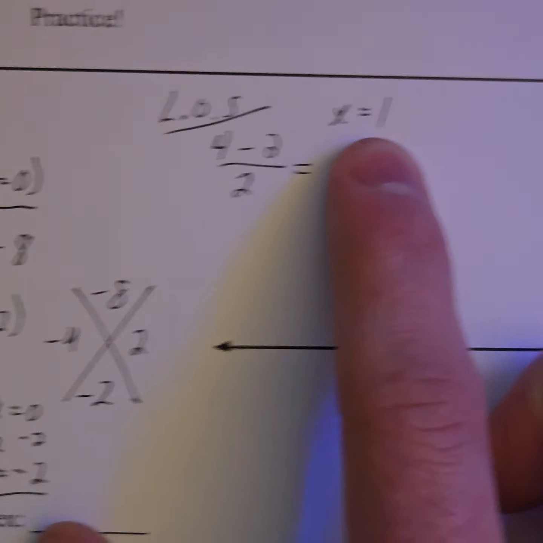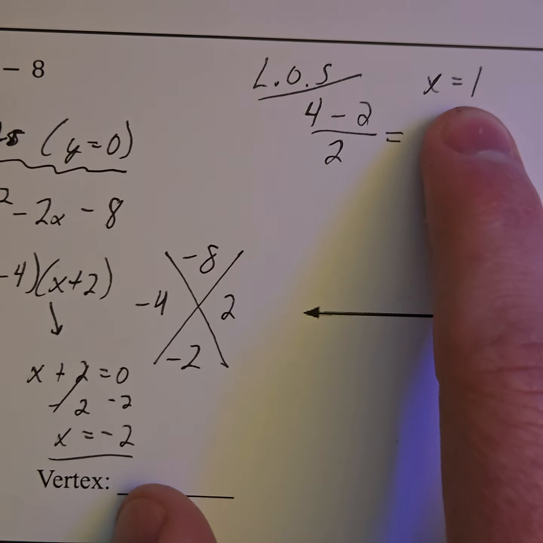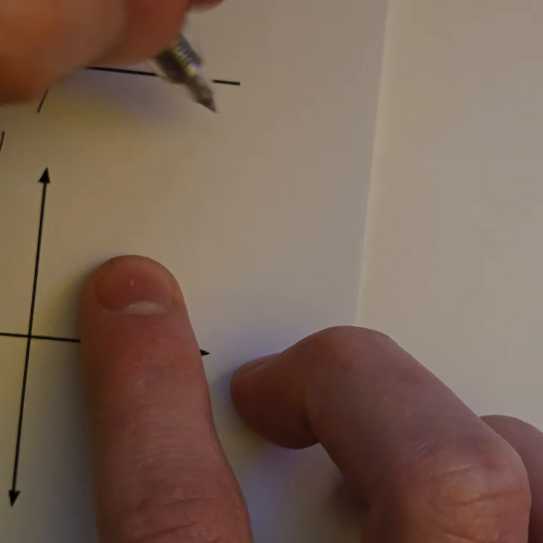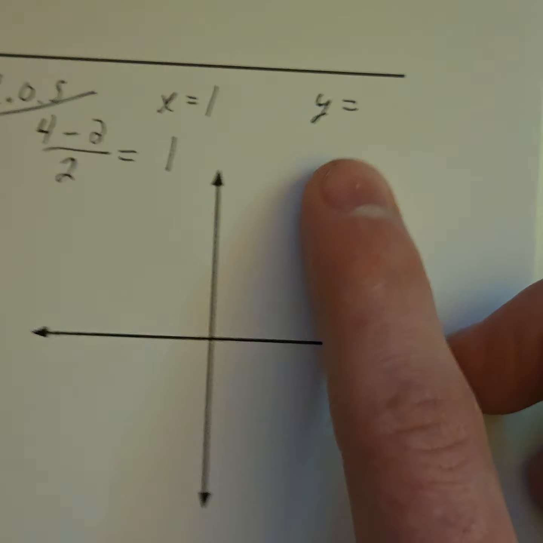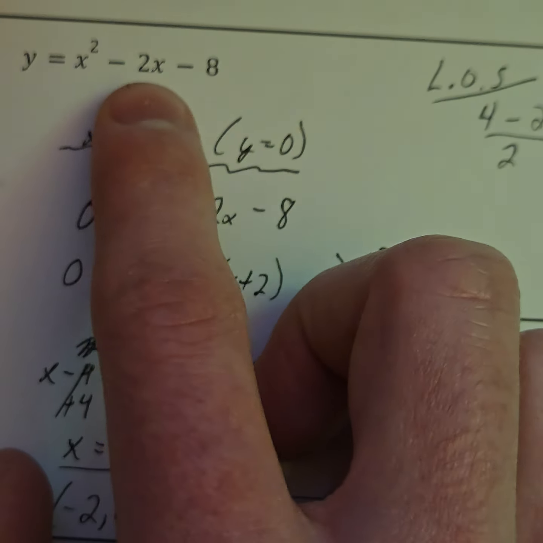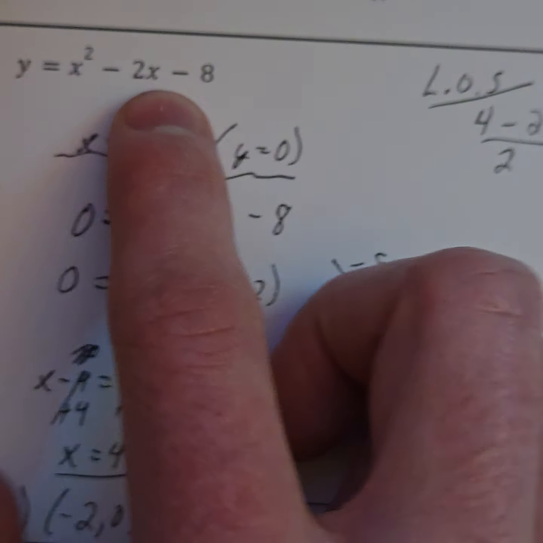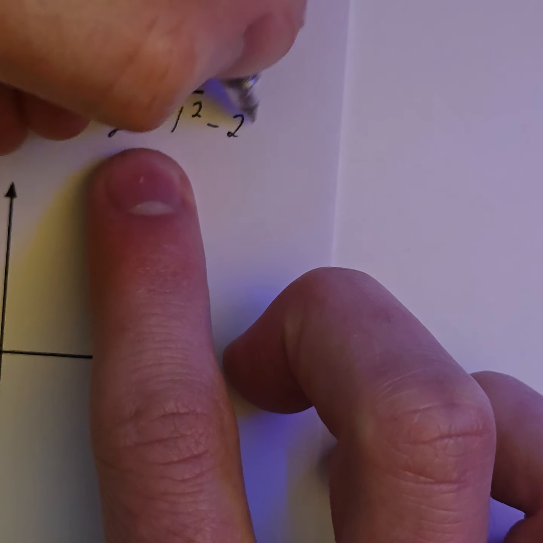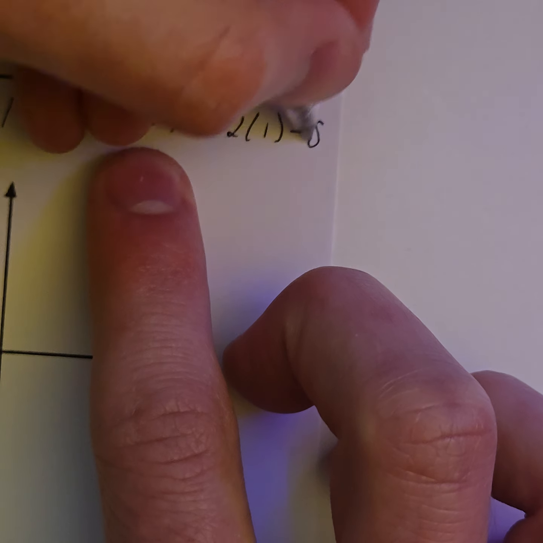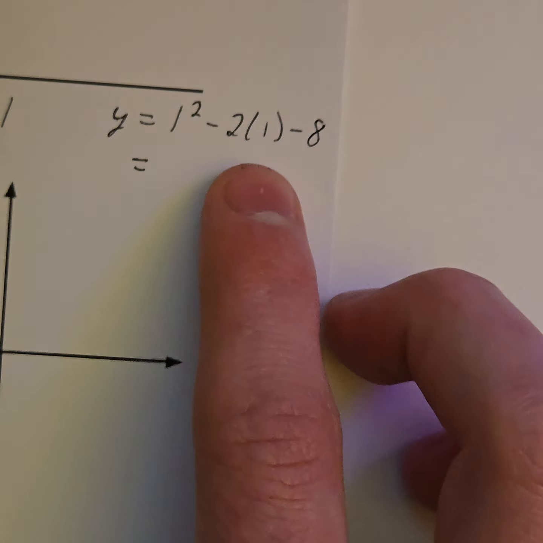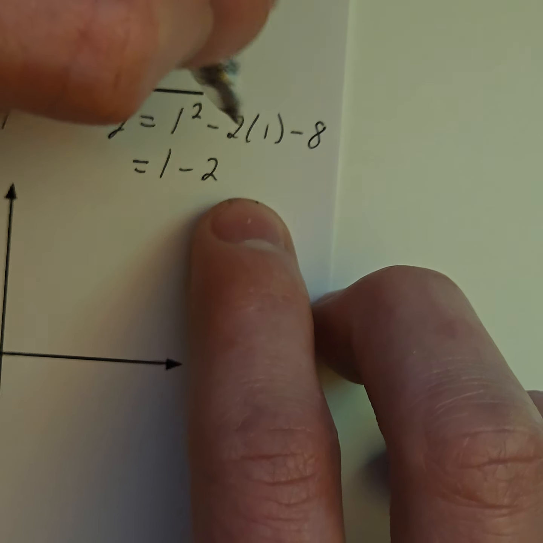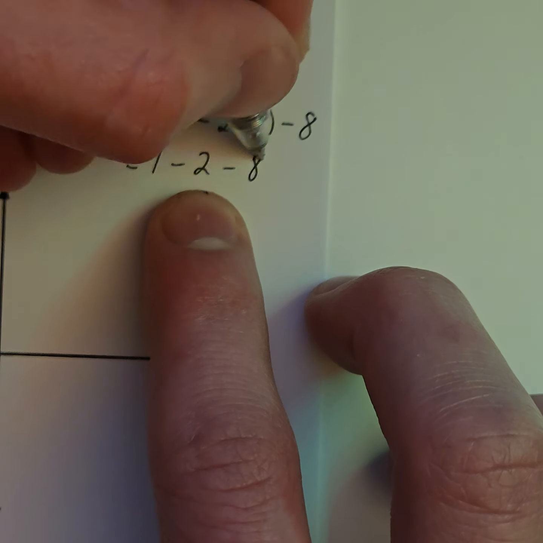Okay, so if I plugged 1 back in to this equation, I could find my y value. So let's go ahead and do that. So y equals, I'm going to plug 1 in every time I see an x in this equation. So y equals 1 squared minus 2 times 1 minus 8. Okay, and if you solve this, 1 squared is 1, minus 2 times 1 is just minus 2, and then minus 8.